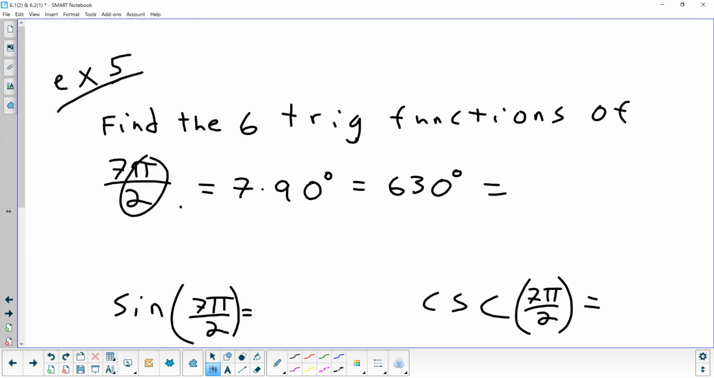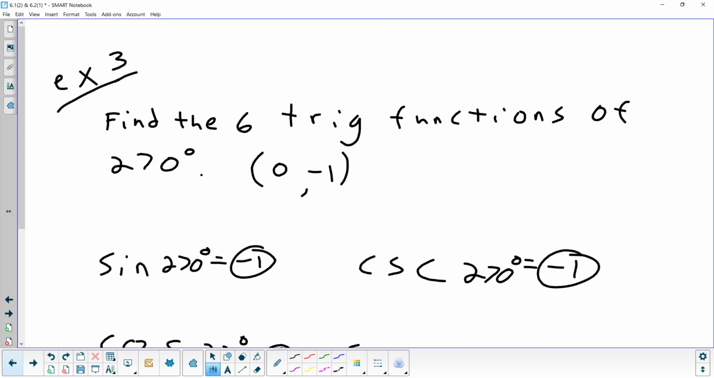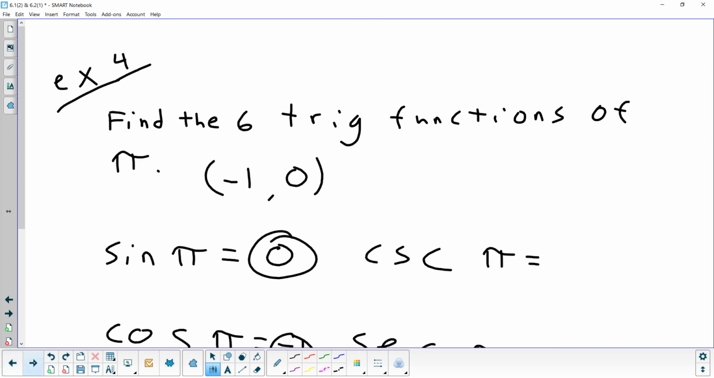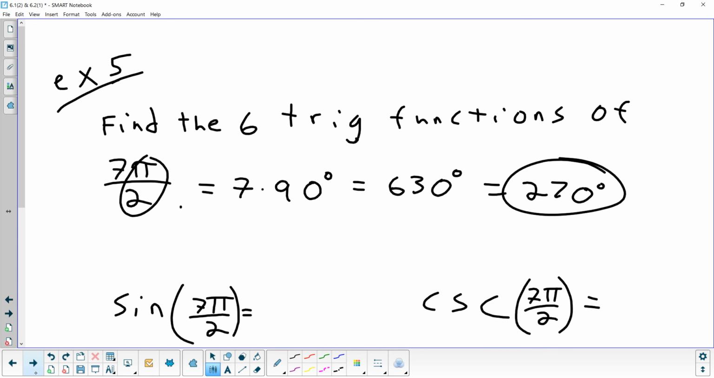This is the same as 270. We already did 270. So this is the same as example 3. The question looked a little different, but that's just because they wrote the angle in radians, and when you convert it to degrees, you end up with the same thing, so it's the exact same coordinate.